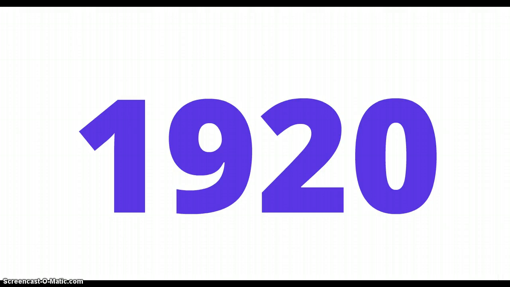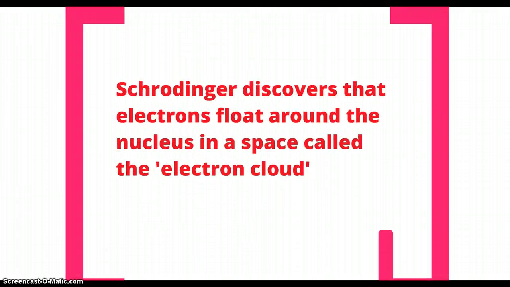In 1920, there's this guy called Schrödinger, and he discovered that these electrons, and remember, Thomson discovered the electron, but this is way more specific about how they move. Okay, so instead of them being on these rings like you often see, Schrödinger discovered that the electrons float around the nucleus in a space called the electron cloud. And they're not in any specific order, they're just kind of free to roam. And as we'll discuss, electrons can actually go from one atom to another.